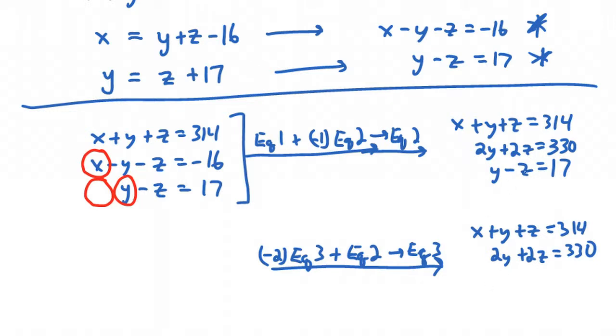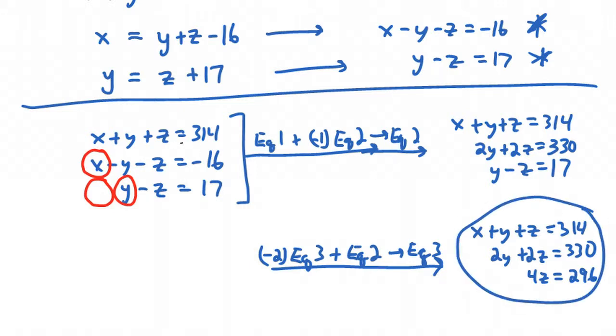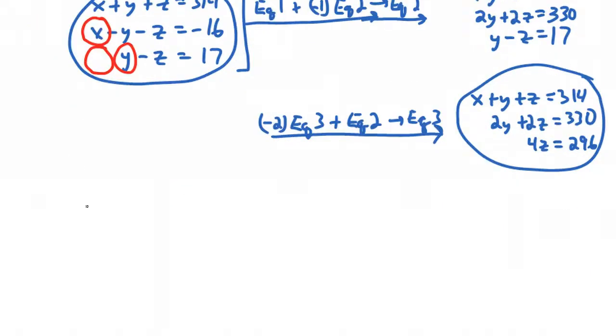Now negative 2 times negative z would be positive 2z, plus 2z is going to give us 4z, and negative 2 times 17 is negative 34, plus 330 gives you 296. So now we have the system of equations set up exactly the way we want it. This system is equivalent to our original system, meaning it has the same solution as our original system, although it's much easier to solve now. In fact, notice the last equation we can solve very easily for z. We have 4z is equal to 296.